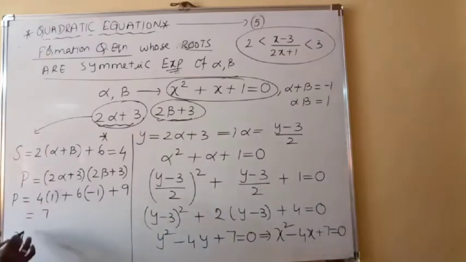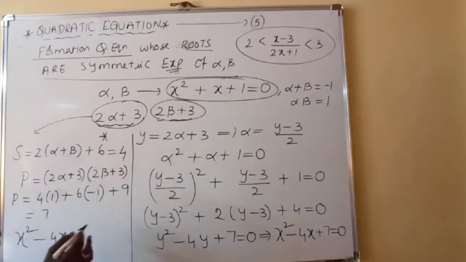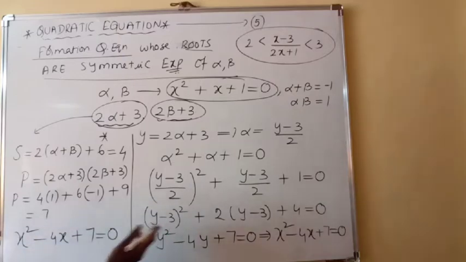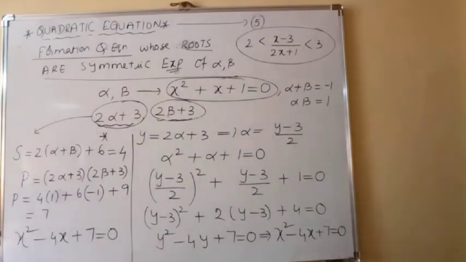Then what will be the quadratic equation? X square minus sum of the roots 4 into x plus product of the roots 7 is equal to 0. This is also one more method. So either you can do in this way or in this way. But I'll give one shortcut. So try to remember that shortcut.